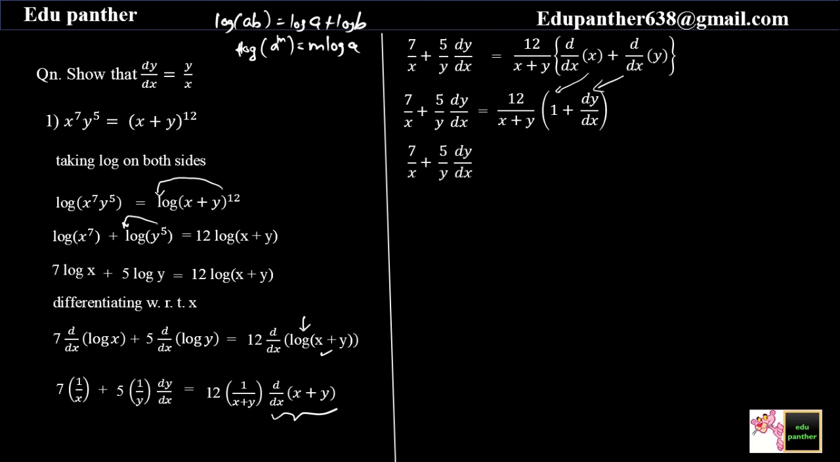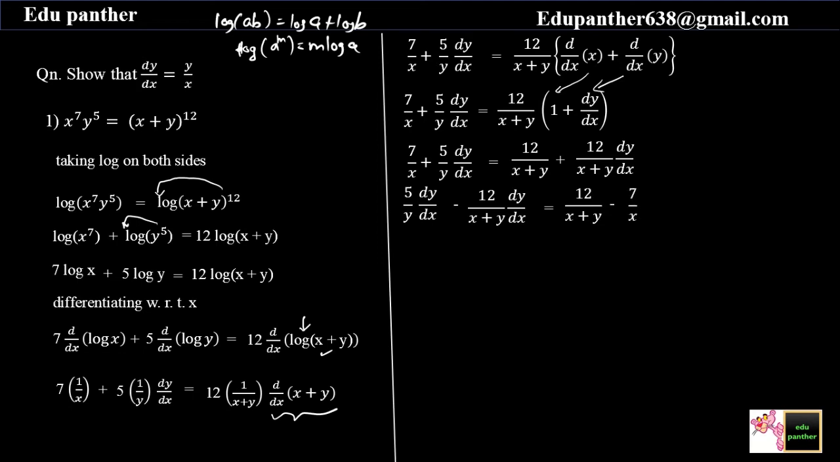So left hand side will be as it is. On the right hand side first multiply this 12 upon x plus y into 1. So that will give us 12 upon x plus y, plus next term will be 12 upon x plus y into dy by dx. Now shift all the terms of dy by dx on the left hand side. So we will get 5 upon y into dy by dx minus this 12 upon x plus y into dy by dx, which is equals to, now shift all the remaining terms on the right hand side which do not have dy by dx with them. So first term will be 12 upon x plus y, then minus second term will be 1 upon x.